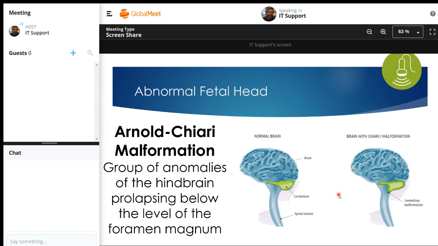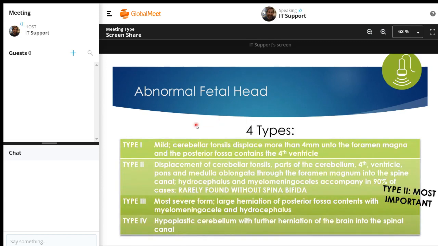So that spina bifida is spinal tissue that is protruding out of the back. So if that's outside of the back, this posterior part of the brain is going to fall down because that protrusion out of the back is going to make room, I should say, for these structures to be lower. There are 4 types. So type 2 is the most important. We'll go over all 4 of them here, but type 2 is what you want to remember.